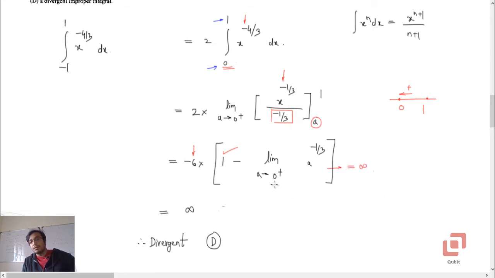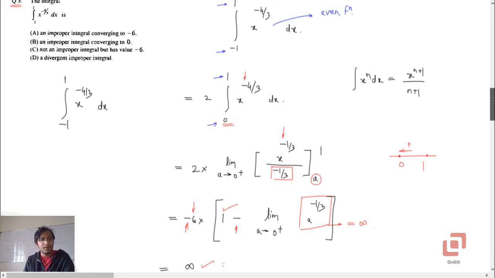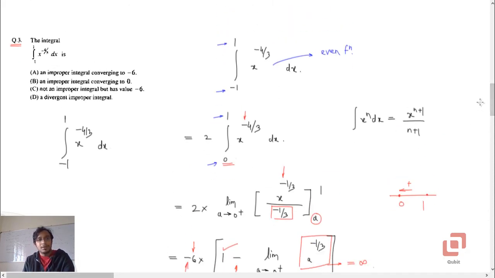Meaning if you go closer and closer to 0 from the right, the value of the term a to the power -1/3 doesn't converge, which means the integral also doesn't converge, it diverges to infinity. Because you have 2 negative signs here, it is positive infinity, so divergent. So what is the option? A divergent improper integral, option D.